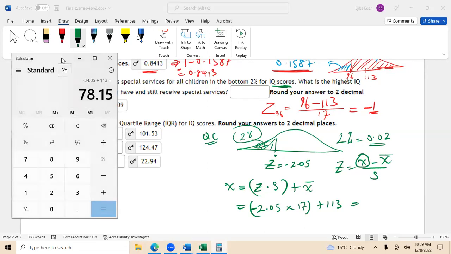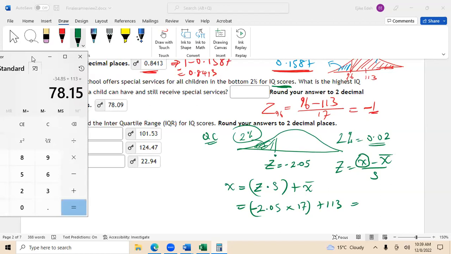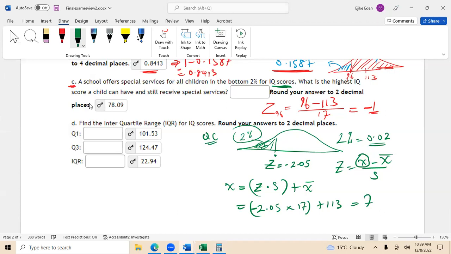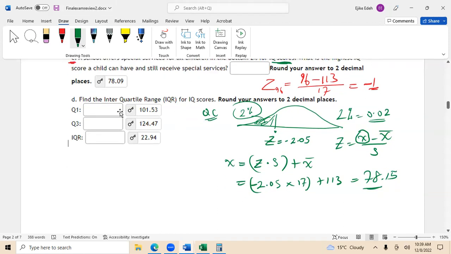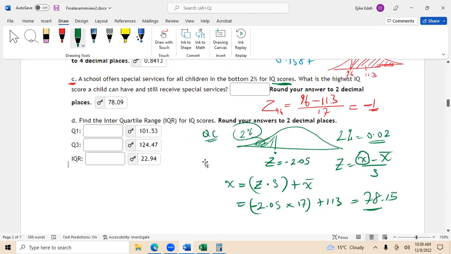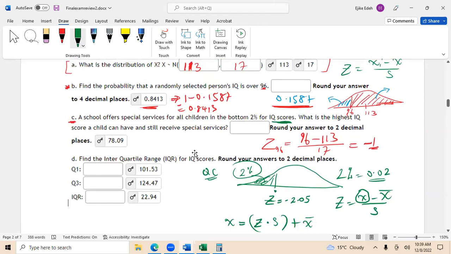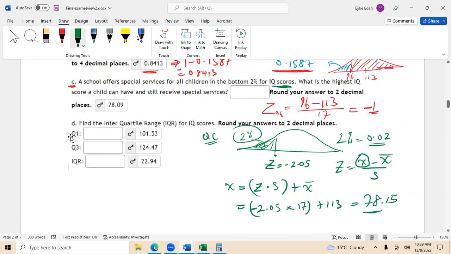So it differs slightly from what we have over here, right? So I have 78.15. I answered that question, right? So let's see if we can finish out this before that. And what I'm going to do, okay, let me finish this and then I'll talk about that.